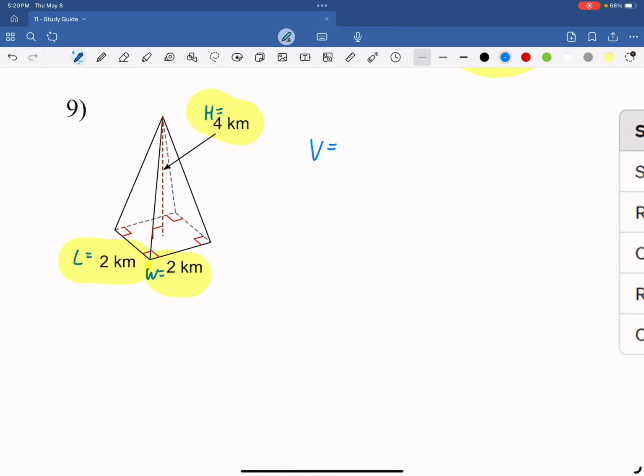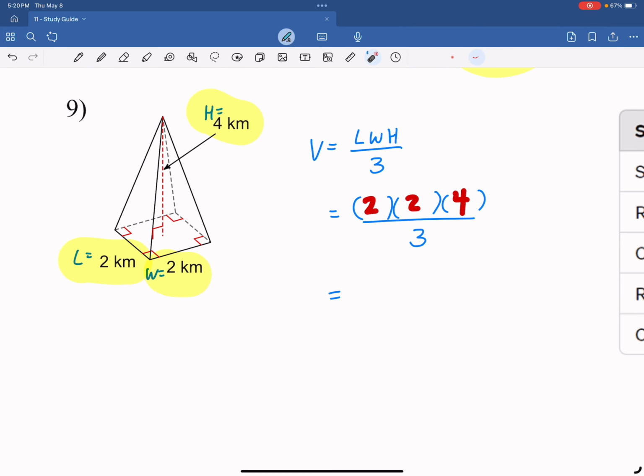Well, the volume of a pyramid is the same thing. It's length times width times height, but remember, it's a third of the size. It's a lot smaller. It's a third of the size of a rectangular prism. So whatever 3 numbers you get, you have to divide by 3. And so in this case, length, width, height, what is that going to become? 2 times 2 is 4. 4 times 4 is 16. So this is going to give you 16 over 3.